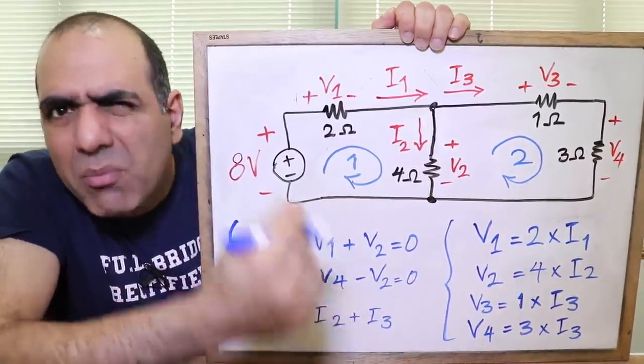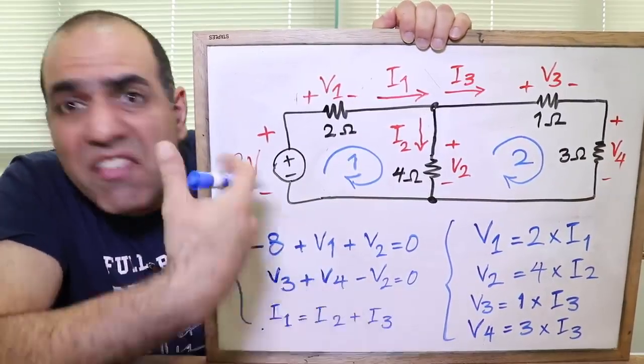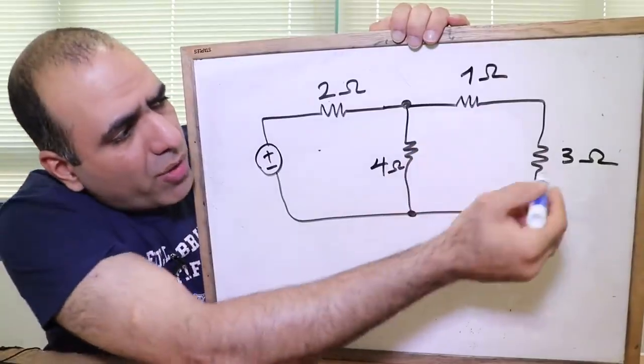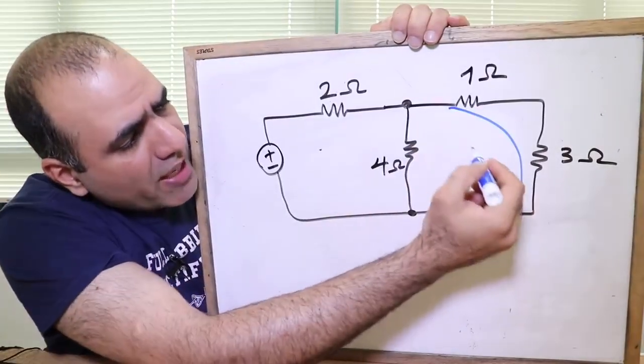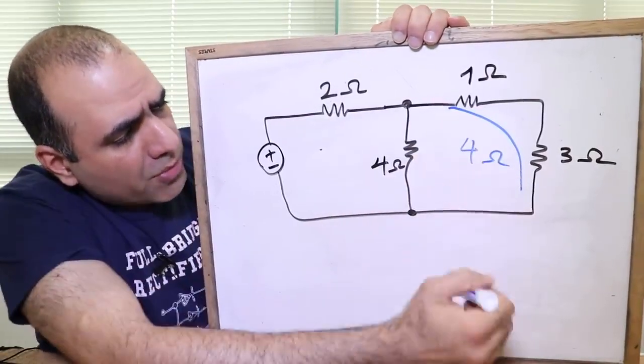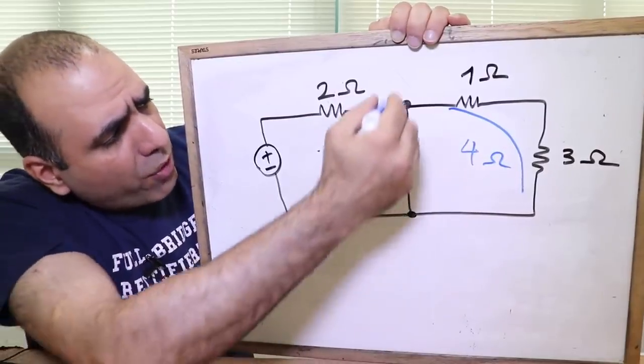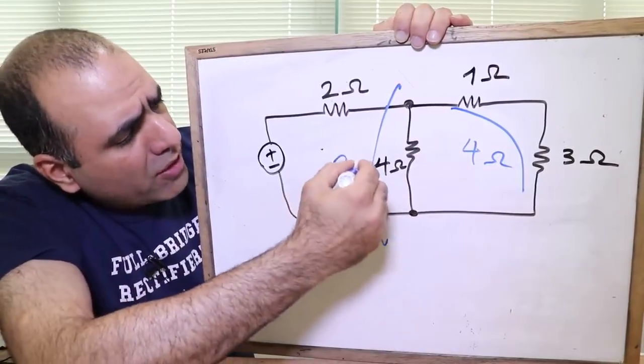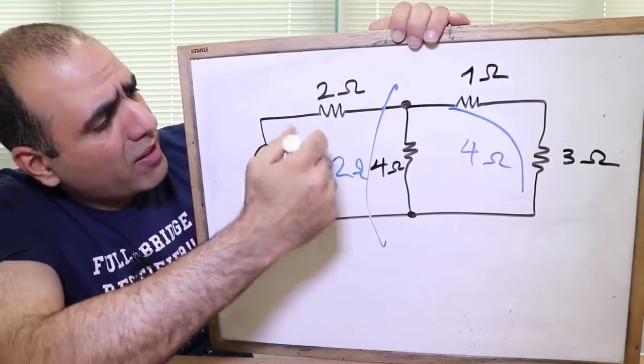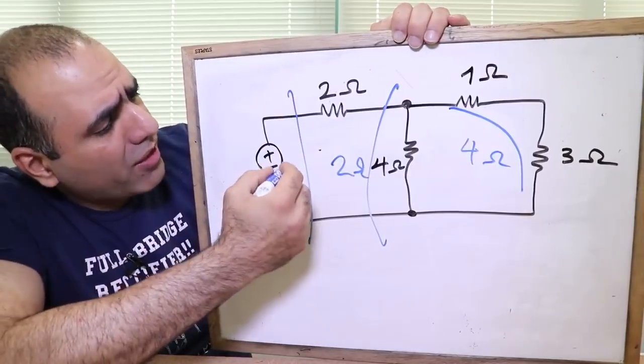Now don't be intimidated by such a simple circuit. All you need is a little bit more information to be able to solve it even easier. For example, I know these two are in series, so their equivalent resistance is 1 plus 3 or 4 ohms. And this 4 ohm is parallel to that 4 ohm, so the equivalent resistance here is 2 ohms. And that 2 ohm is in series with this one, so the equivalent resistance here is 4 ohms.